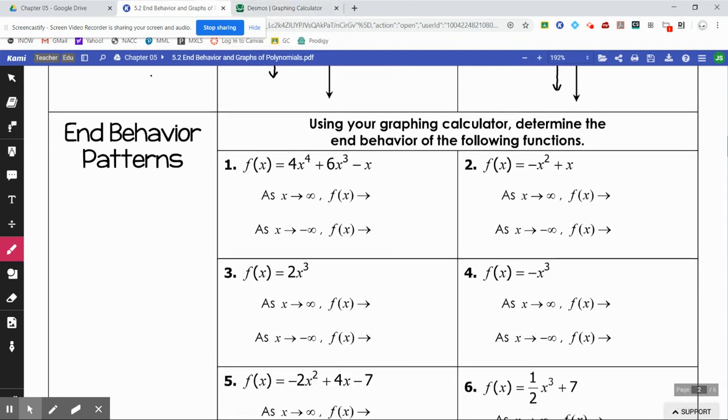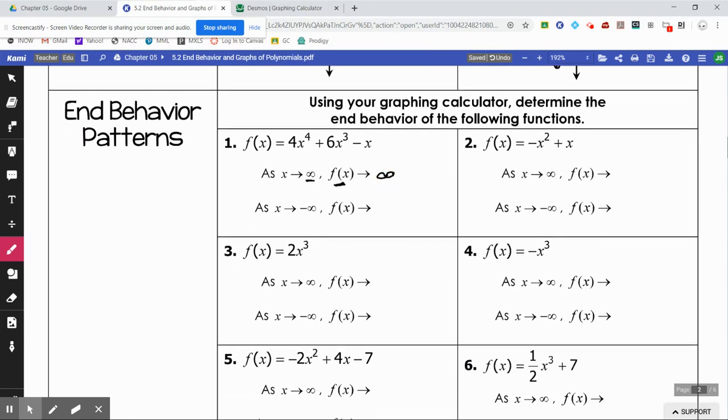As x goes to the right, that's what this means, your y values go up, positive infinity. As you go to the left, your y values go up. Positive infinity is up forever, negative infinity is down forever.